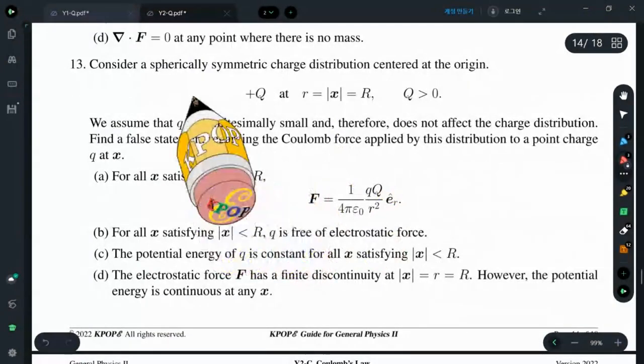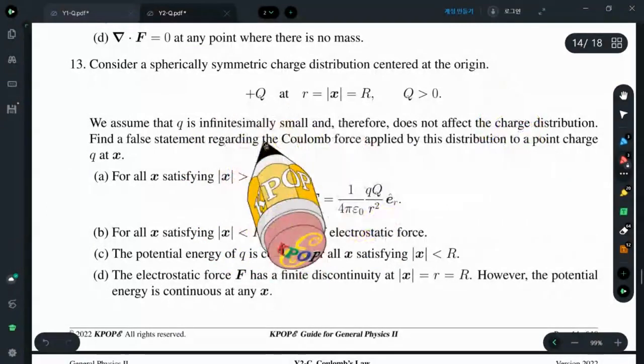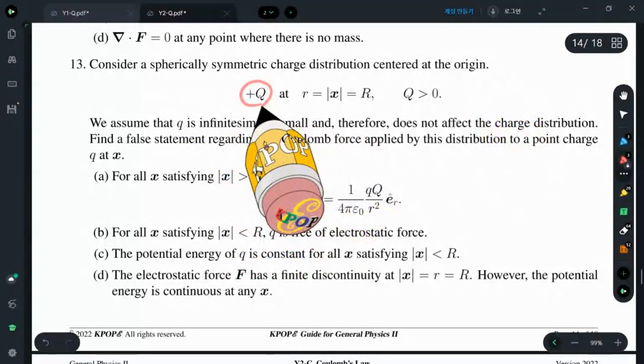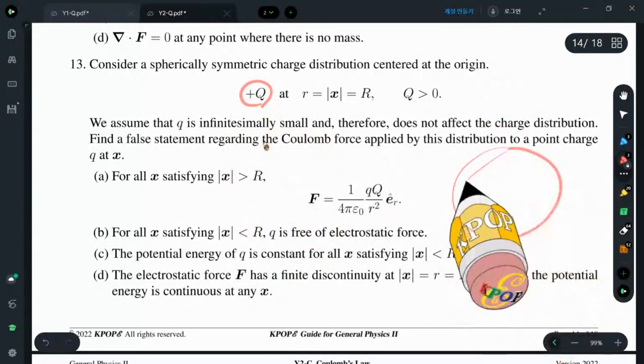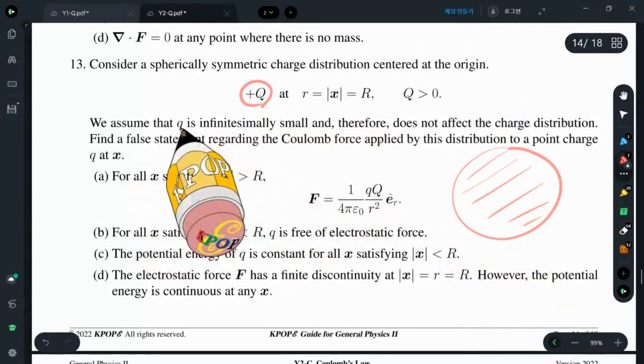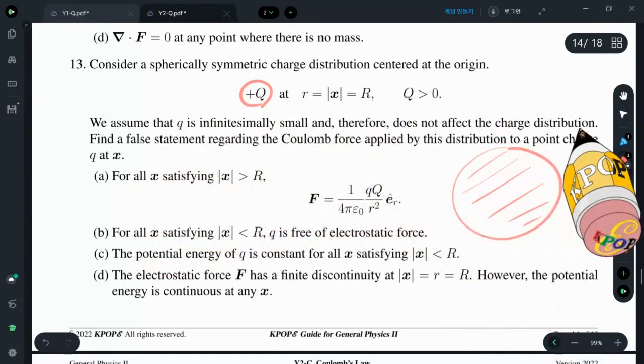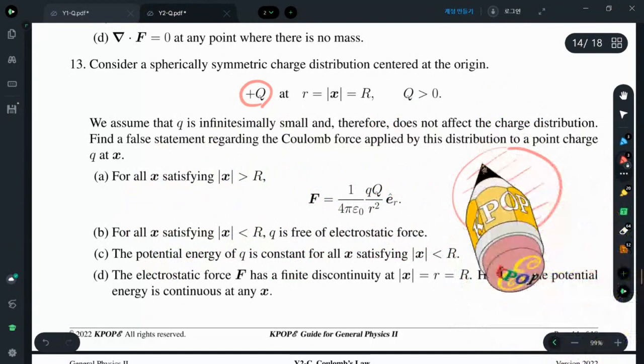13, consider the spherical symmetric charge distribution centered at the origin. We have a charge q. Small q is infinitesimally small and therefore does not affect the charge distribution of capital Q.